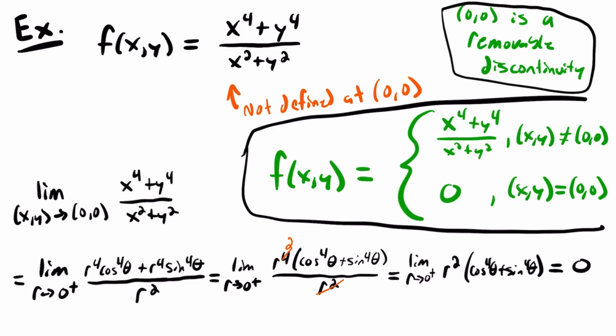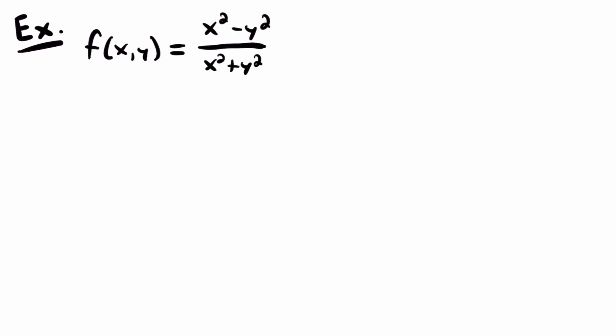Now, if we were to look at a different function, let's say we're looking at the function f of xy is equal to x squared minus y squared divided by x squared plus y squared, this function also has a discontinuity at 0, 0. When x and y are both 0, this denominator will be 0, and so the function would be undefined and therefore not continuous. So the function is undefined at 0, 0, but does the limit exist? Well, let's take a look at it.